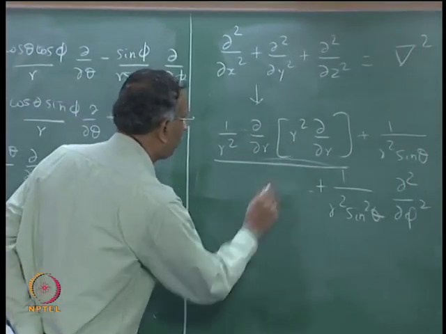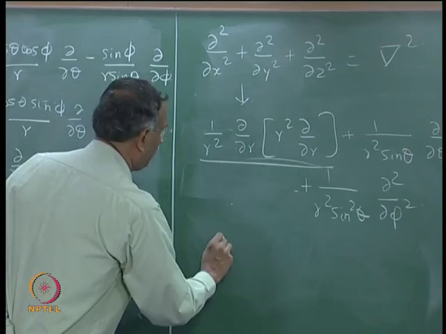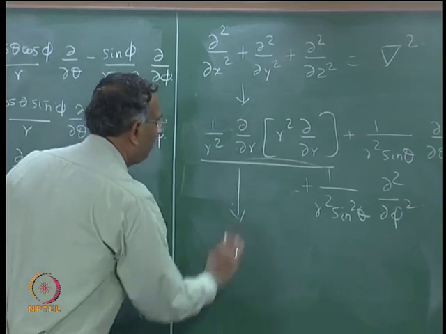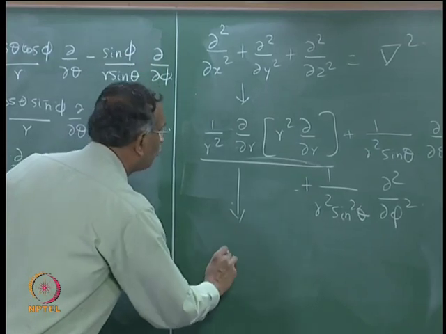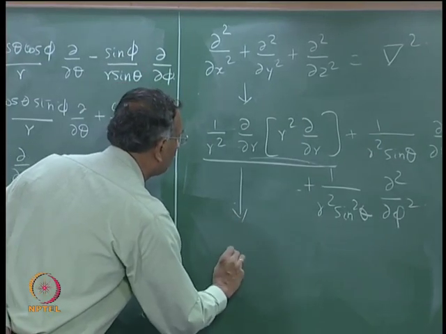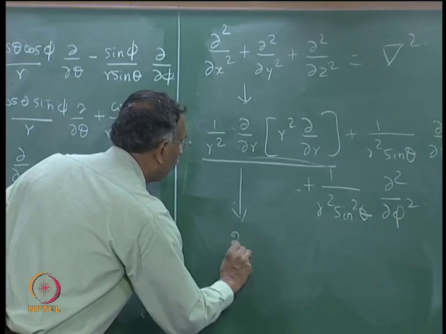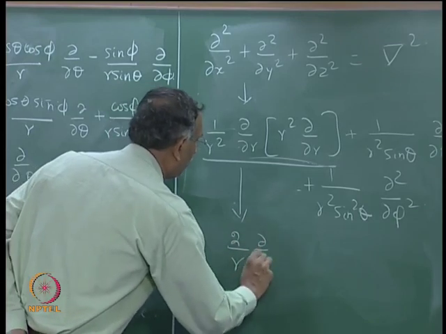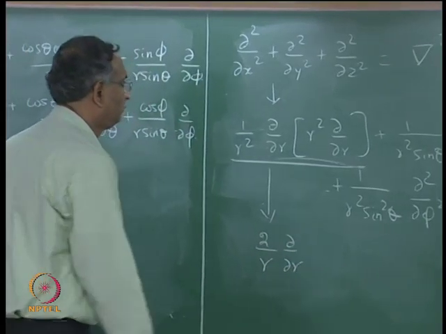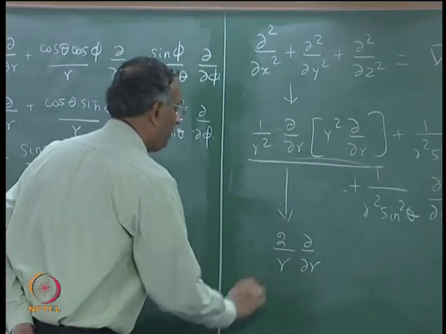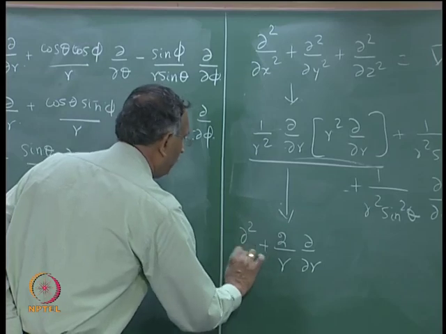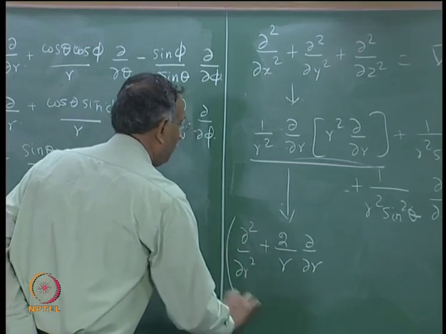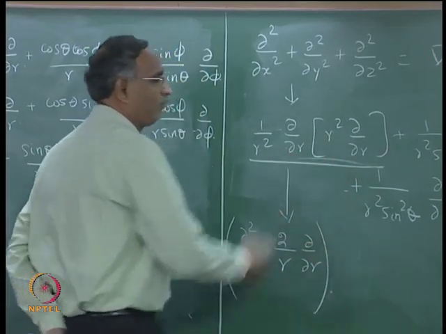The derivative is essentially equivalent to, if you put the derivative dou by dou r on r square, you will get 2r, therefore 2 by r dou by dou r, that is one term, and the other derivative will be, and the r square is here, it is dou square by dou r square. Okay. This is written in that form.